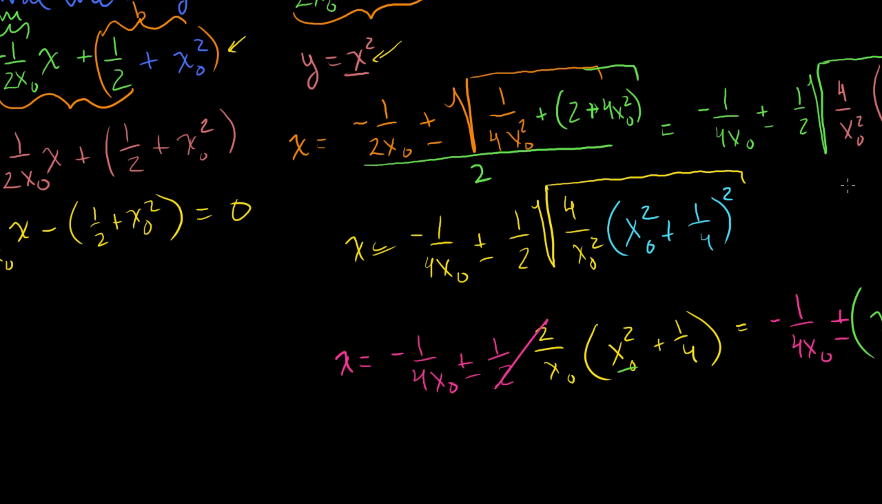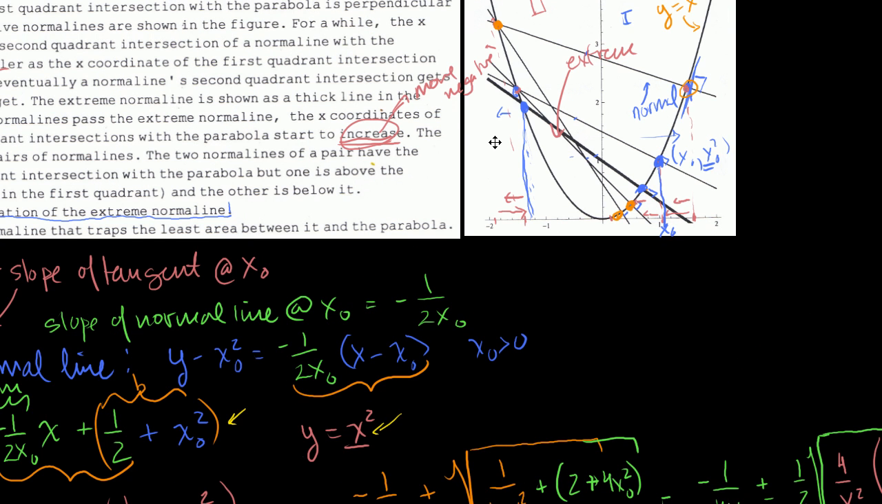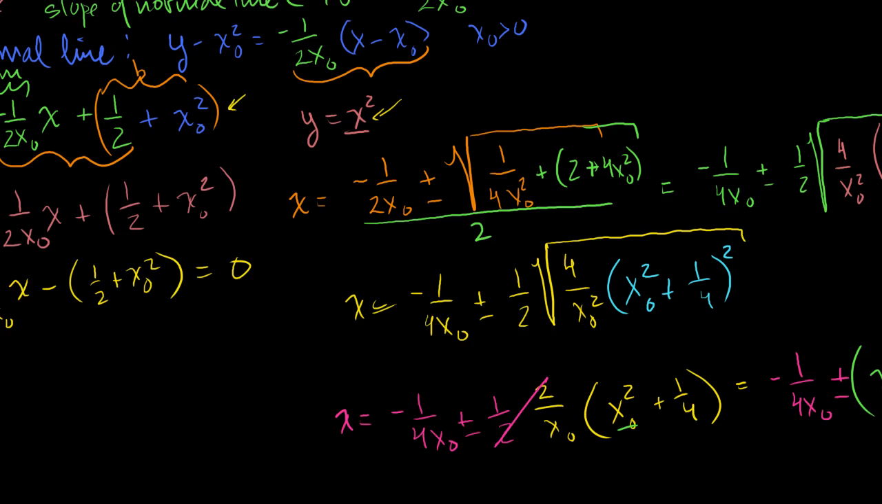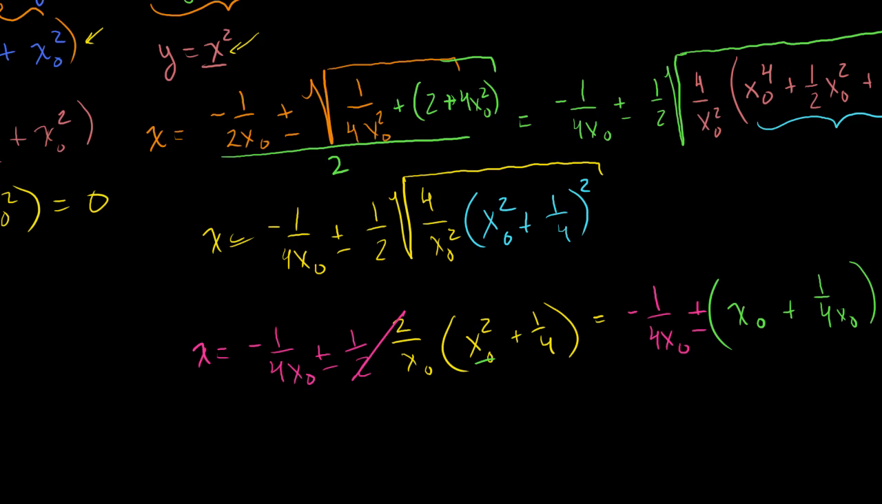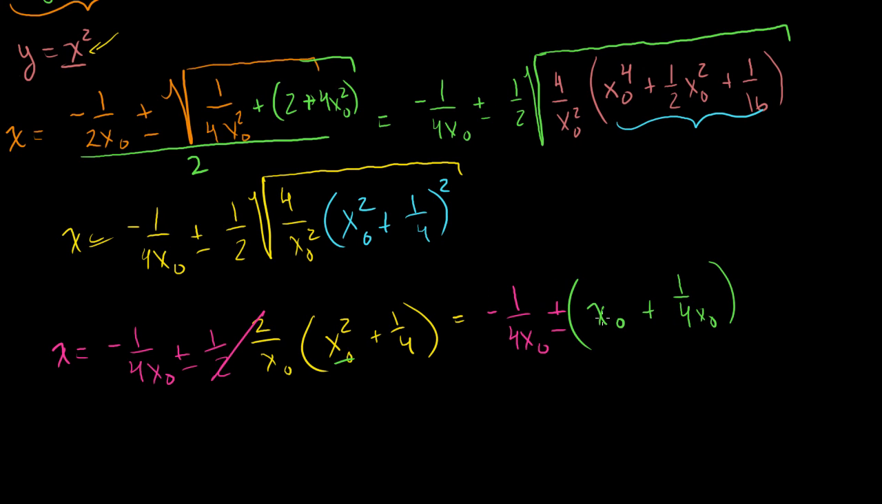Let me just be very clear. Those 2 points are, if this is my x naught that we're dealing with right there, this point and this point. And we have a plus or minus here. So this is going to be the plus version, and this is going to be the minus version. In fact, the plus version should simplify into x naught. Let's see if that's the case. Let's see if the plus version actually simplifies to x naught.